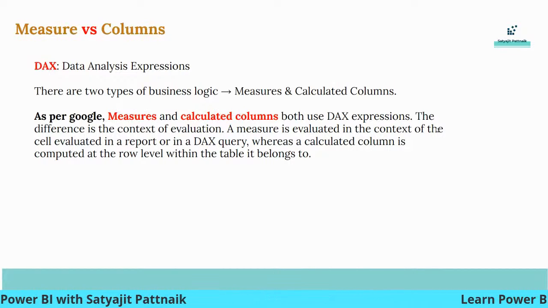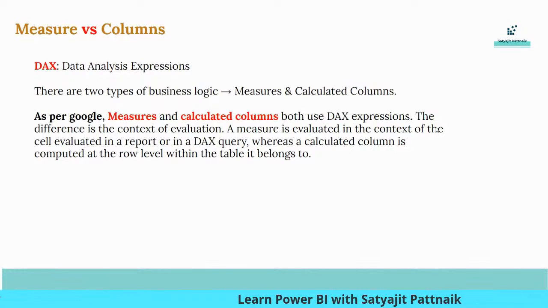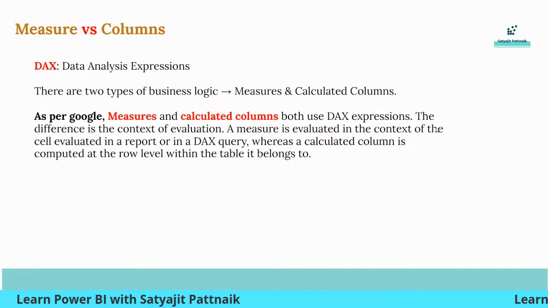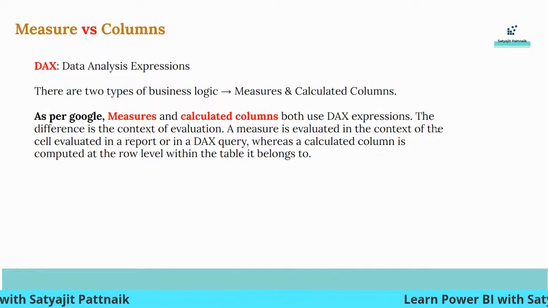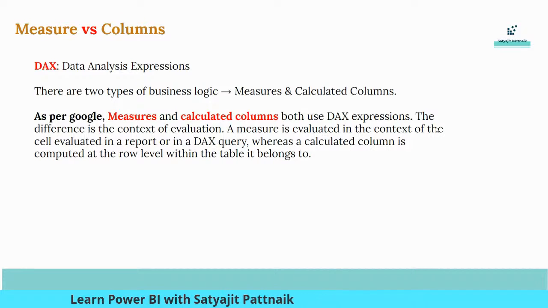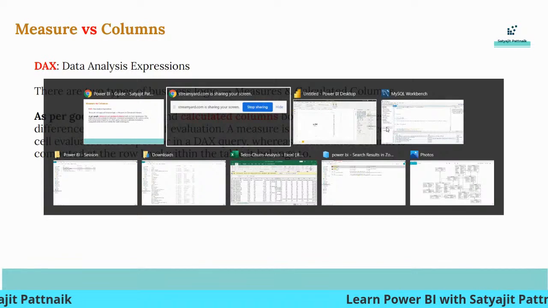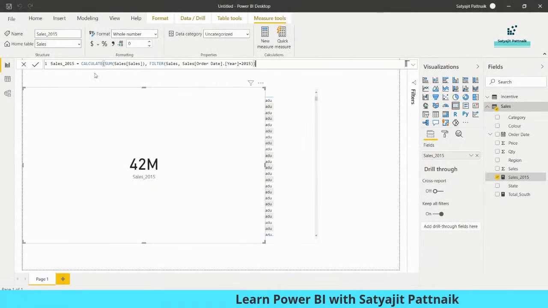The difference is the context of evaluation. A measure is evaluated in the context of the cell evaluated in a report or in a DAX query, whereas a calculated column is computed at the row level. Now, what does that mean? For example, I have a column called sales. Let's quickly create a report, that should be okay.